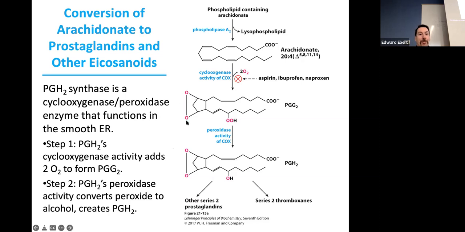We're basically adding two O2. So here's the first O2 and here's the second O2. Then we remove a single oxygen to give us the group in here. So basically what I want you to know, we cleave off arachidonic acid from a phospholipid, and then cyclooxygenases act on it to make our prostaglandins, and then those can continue down a variety of pathways to make other icosanoids, okay?